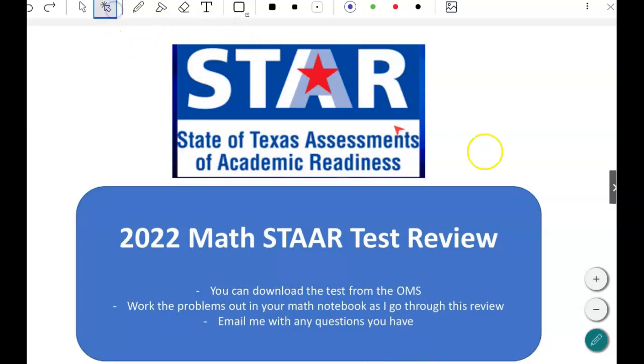All right, so we're going to go through the 2022 Math STAR test. Please make sure you have your math notebook and calculator, and work these problems out. There is a copy of the test in the LMS. You can download that. I would recommend that. If there's any way you could print it out, that'd be great too. But if not, I completely understand, as long as you're working these out in your math notebook as I go through this review.